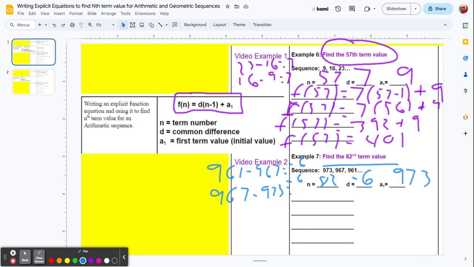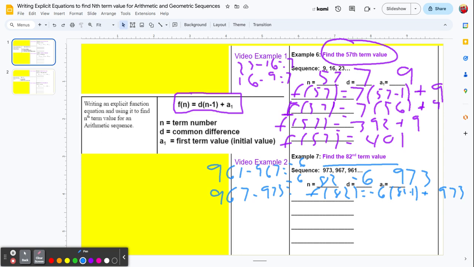Now we're going to substitute those into the explicit equation. We have f of 82 equals negative 6 multiplied by (82 minus 1). Sorry, I'm trying to write on the screen here. It's a little chicken scratchy, but best I can do right now. And then plus our initial value, which was the 973.